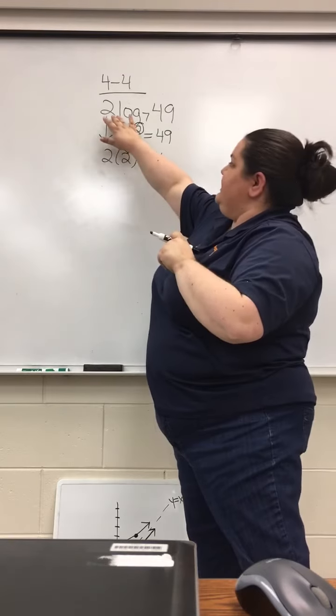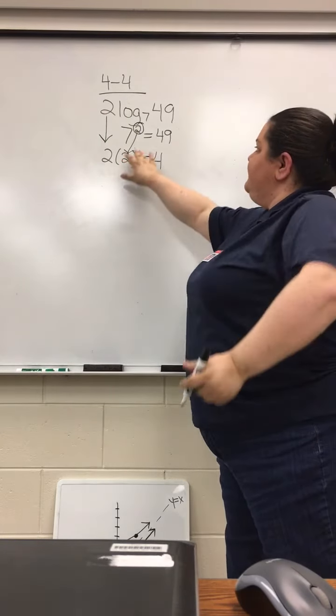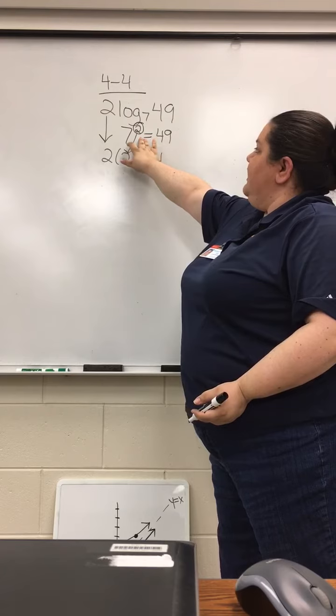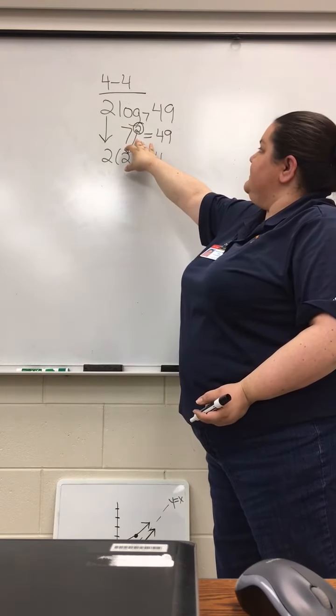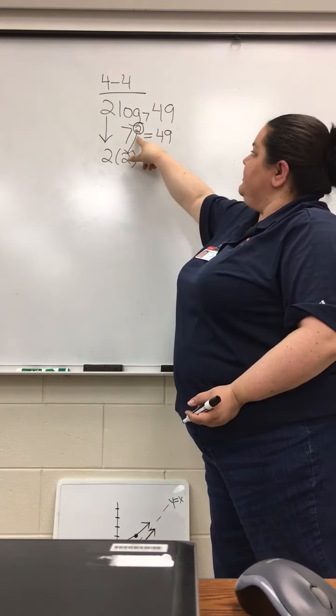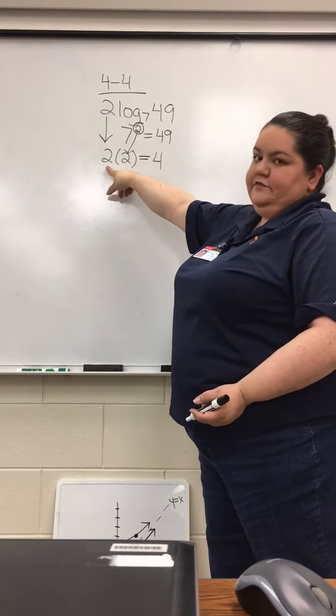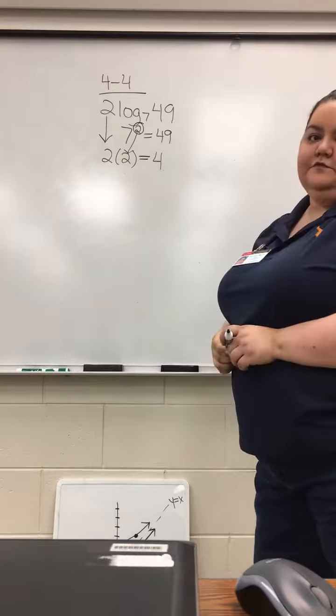So like I said, just remember, take the 2, drop it down, figure out what power of 7 will give you 49. That's going to be 7 squared. 7 times 7 is 49. You're going to drop down that 2, multiply it to that first 2, and get your answer of 4. Okay?